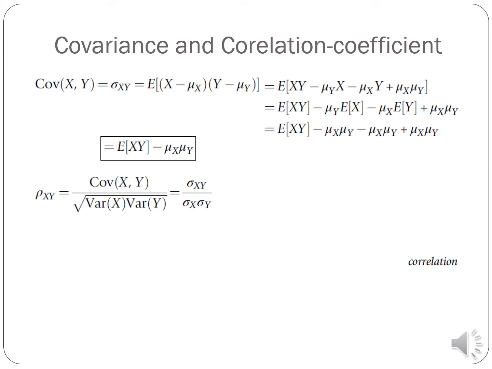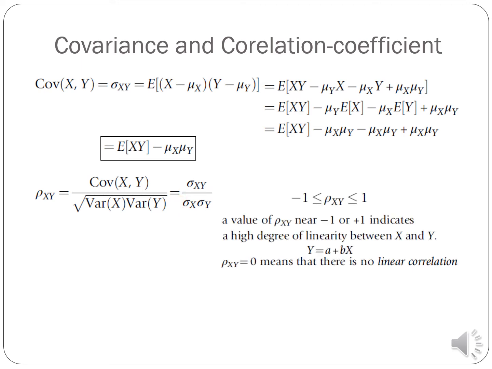So we will get it by dividing covariance with sigma x and sigma y, which is the square root of variance of x and variance of y. By dividing covariance with these two terms, the value of correlation coefficient will remain in this range, that is -1 to +1. So you can see that.